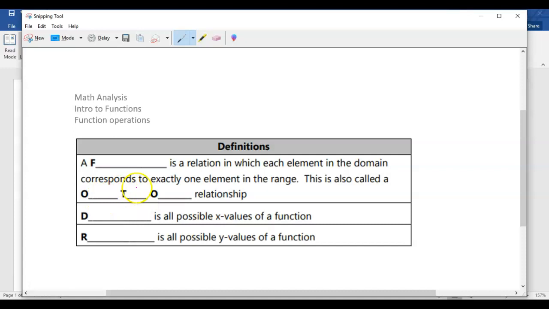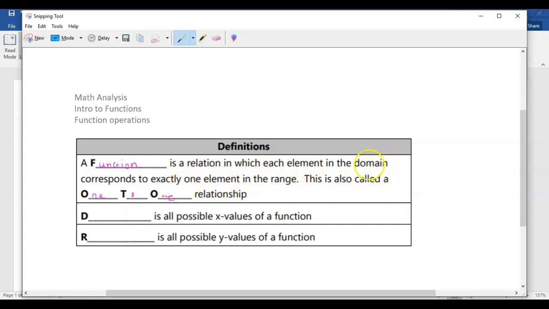All right, let's start with some definitions. A function is the relation in which each element in the domain corresponds to exactly one element in the range. Okay, so a function is this relationship in which each element in the domain corresponds to exactly one element in the range. And this is also called a one-to-one relationship, okay?